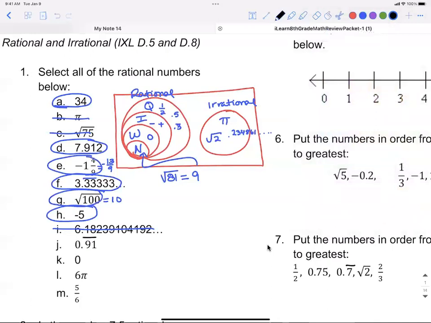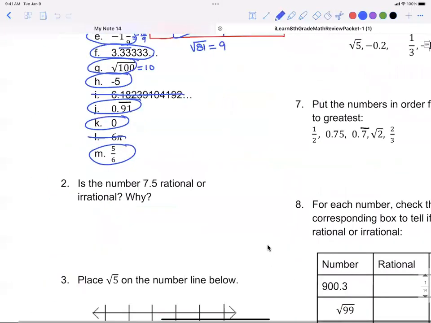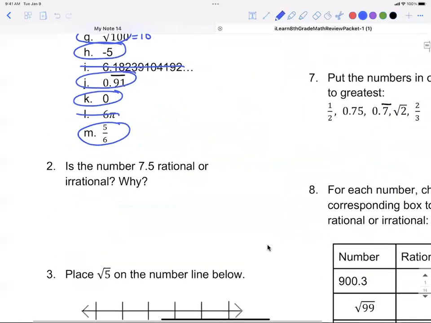So you got 0.19 or 0.91 repeating, and because it repeats, it's rational. 0, of course, that's rational. It's the whole number. 6 pi. Well, I don't care if it's plus pi, times pi. It doesn't matter. It's irrational. And then 5/6, that's a nice, neat fraction. So that is rational.